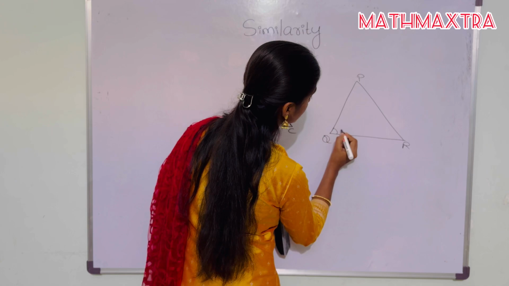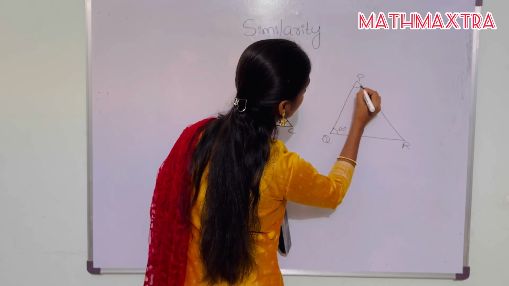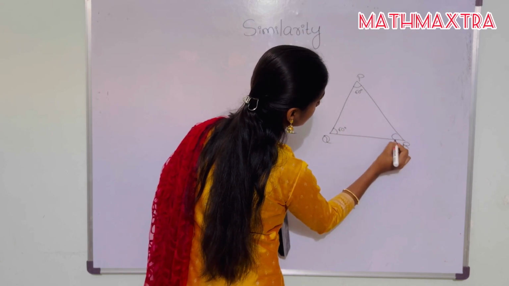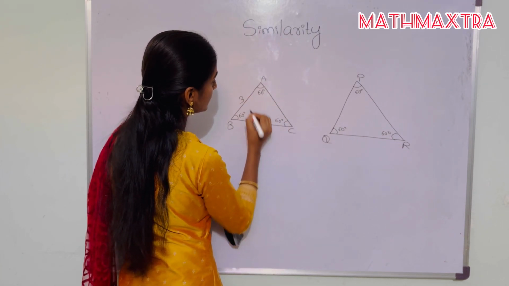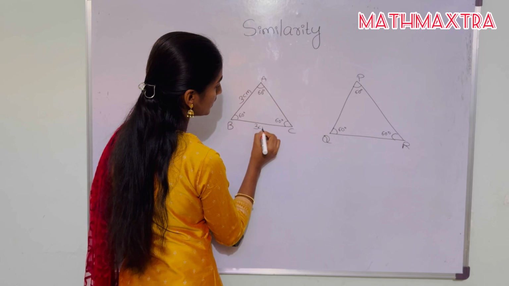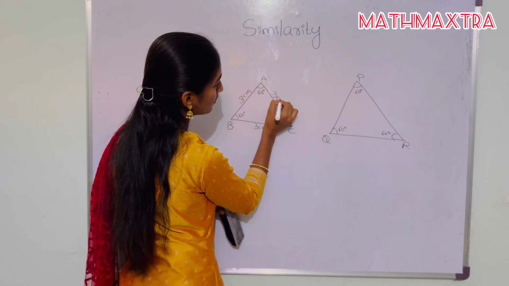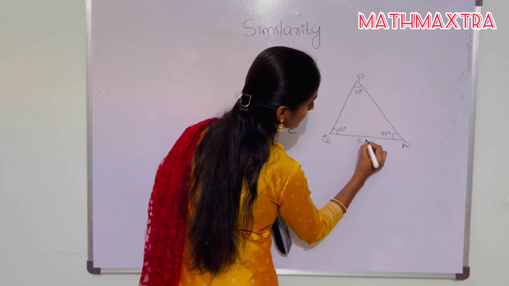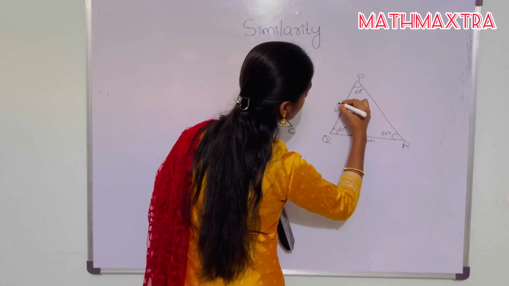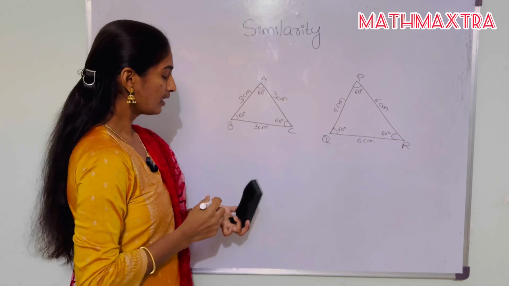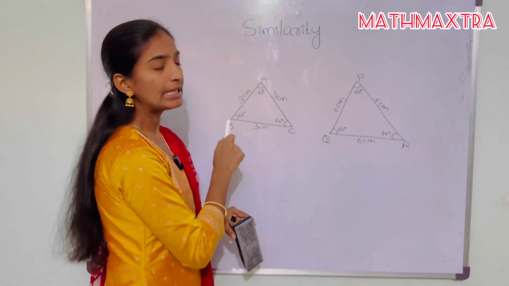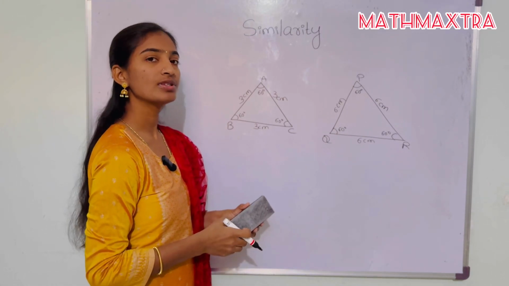PQR. Yes, this is 60 degrees, this is 60 degrees, this is 60 degrees. But it has sides of length 3 centimeters each. And this one has sides of 6 centimeters each. Now tell me whether these two equilateral triangles are similar or not.